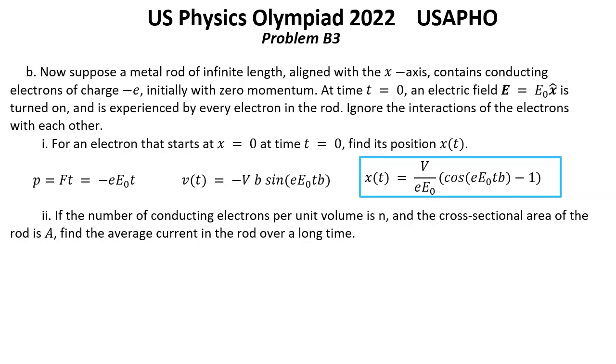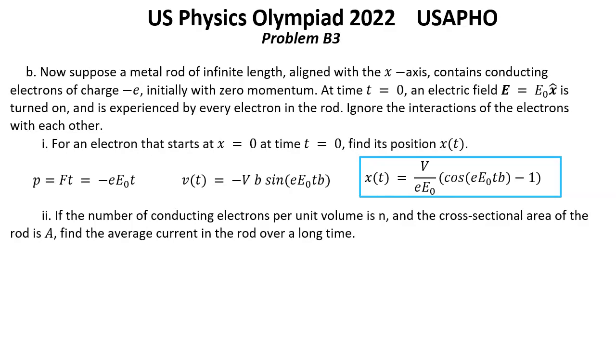Question 2. If the number of conducting electrons per unit volume is n and the cross-sectional area of the rod is A, find the average current in the rod over a long time. Solution.